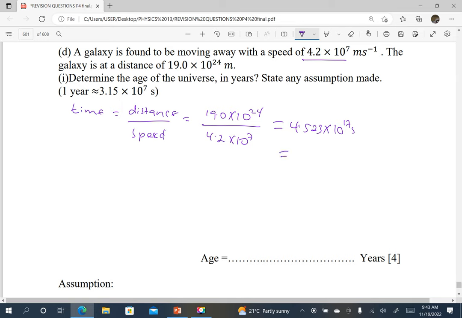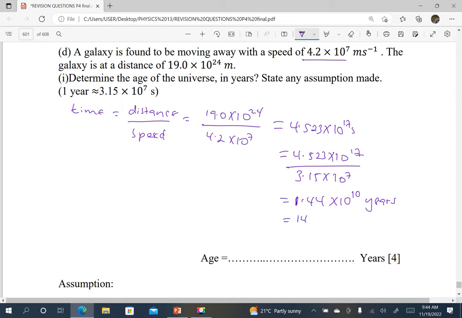If I want this in years, I will divide 4.523 times 10 power 17 by 1 year, which is 3.15 times 10 power 7 seconds. And this gives me 1.44 times 10 power 10 years, which is the same as 14.4 times 10 power 9 years.